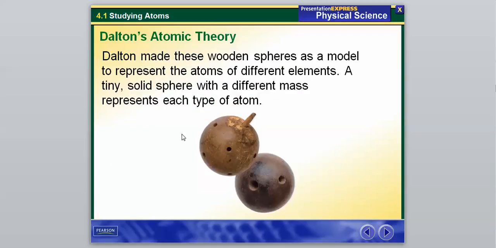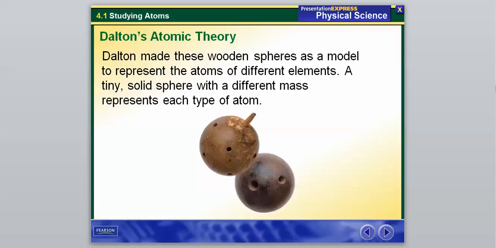And to help understand his model, Dalton made these wooden spheres to represent the atoms of different elements. A tiny solid sphere with a different mass represented each type of atom. So if you had more mass, according to Dalton, you're probably going to have a bigger sphere. If you were a smaller atom with less mass, you're going to have a littler sphere.